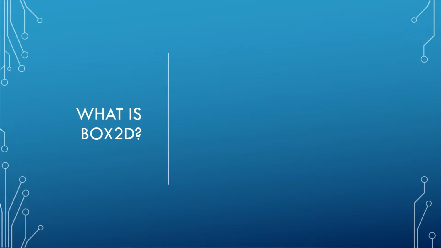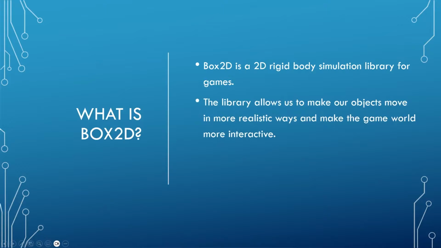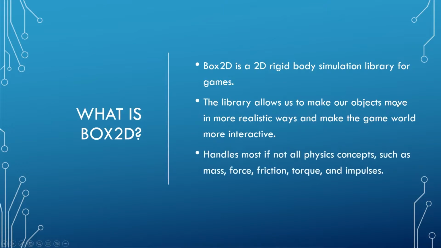So what is Box2D? Box2D is a 2D rigid body simulation library built for games. Box2D allows us to make our objects move in realistic ways and to make our game world more interactive. Box2D will handle most of the physics concepts that we will need to use in our game, such as mass, force, friction, torque, and various impulses. Box2D is also easy to use and set up. So that's great for us, because that's what we need right now.